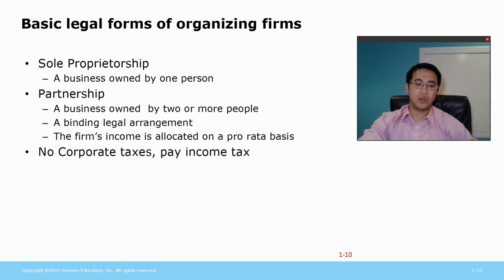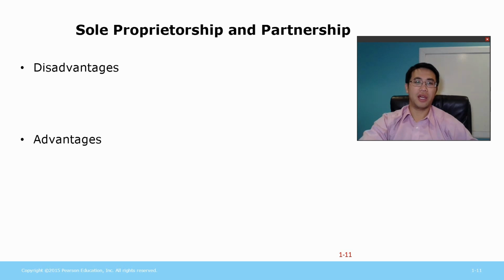And for these two types of businesses, there's no corporate tax. They just pay income tax. So that's very important to know, and it's also easy to remember because these are not corporations, so they don't pay corporate tax. When they make money, they just pay income tax.